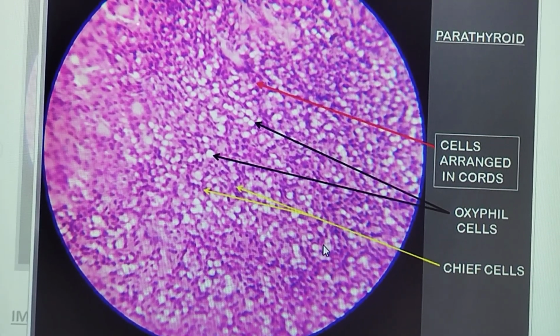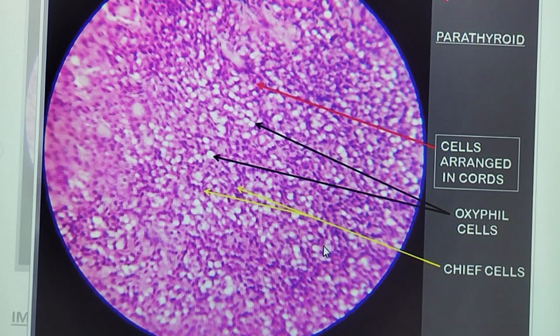So this is a higher magnification of the parathyroid gland. So we saw the low power view. This is the high power view of the parathyroid gland. What do you see here? You see that the cells are arranged in cords. The cells are arranged in cords, and there are mainly two types of cells which you have to identify.